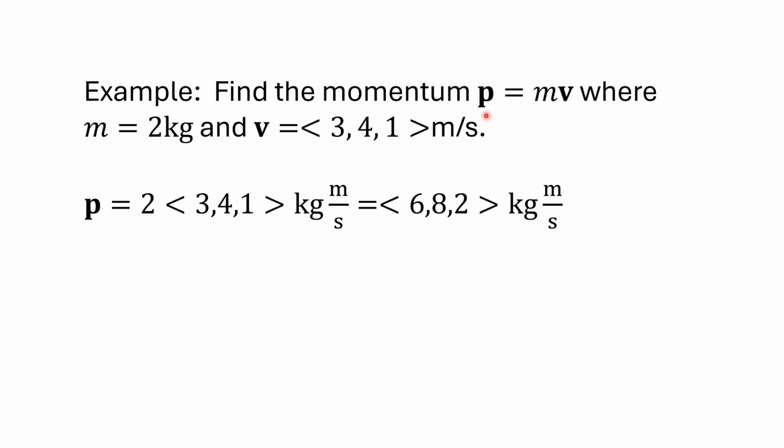Example: find the momentum, and this is the symbol for momentum, equals mass times velocity, where the mass is 2 kilograms and the velocity, being a vector, is given by <3, 4, 1> meters per second. Momentum is 2 times the vector for v, <3, 4, 1> kilogram meters per second, or <6, 8, 2> kilogram meters per second.